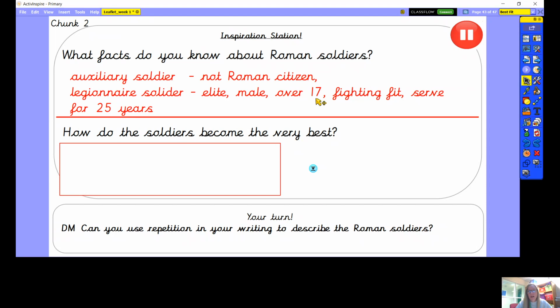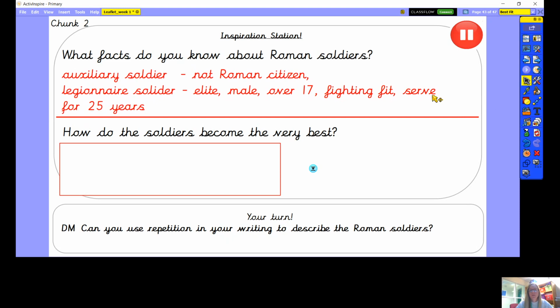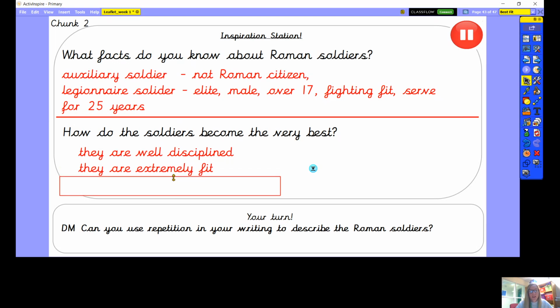And the Legionnaire soldiers were fighting fit, and when they signed up, they signed up to serve for 25 years. And if you remember, if they served for 25 years, they were rewarded later on with a piece of land to farm, a reward for being a Legionnaire soldier. And then how do the soldiers become the very best? So I wrote down here, they were extremely well disciplined, they were extremely fit, and they were the very best fighters. They had the best fighting techniques to become the very best soldiers.